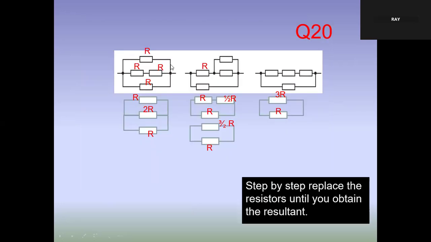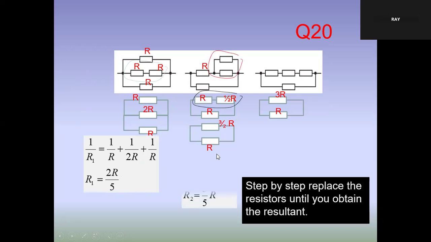Right? For the first one, combine these two is 2R. So these are parallel. Right? 2R over 3. Replace this one with half R. Half R plus 2R over 3. So work it out. And this is 3R. Let each of them be R. So this is 3R and R.